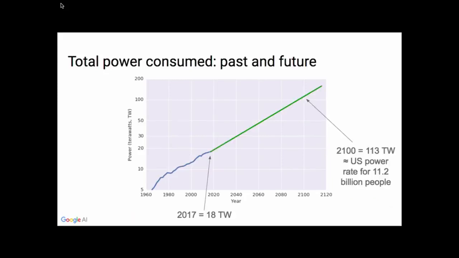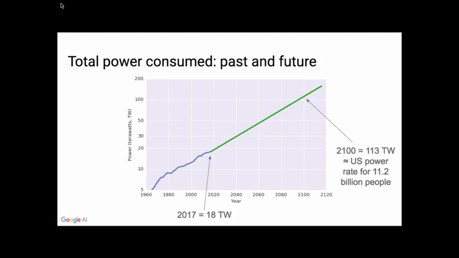If you extrapolate that for the next 100 years, you'll see right now we're using about 18 terawatts of power, and by 2100, if we keep going at this rate, we'll use about 113 terawatts of power, which in fact is very close to the US power rate for 11.2 billion people, which are the expected population in 2100. So my goal that I'd like to reach would just be an extrapolation of past energy growth.